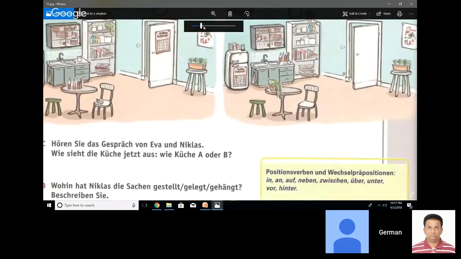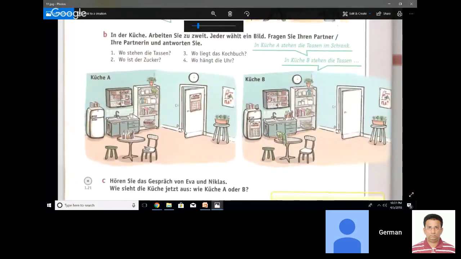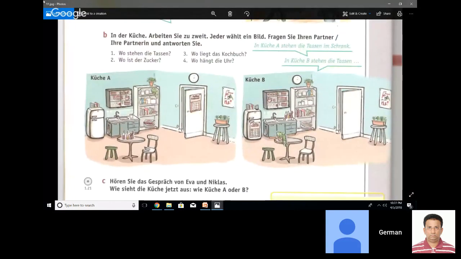This is the Übungen. Frage B. In der Küche arbeiten Sie zu zweit. Jeder wählt ein Bild. Fragen Sie Ihren Partner oder Ihre Partnerin und antworten Sie. Frage 1. Wo stehen die Tassen? Frage 2. Wo ist der Zucker? Frage 3. Wo liegt das Kochbuch? Und Frage 4. Wo hängt die Uhr?